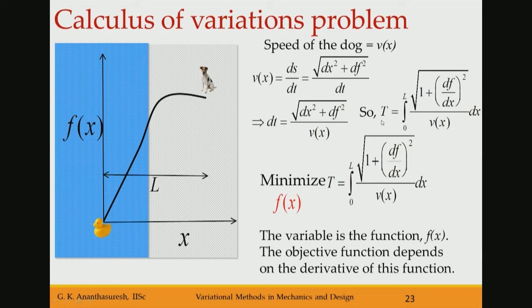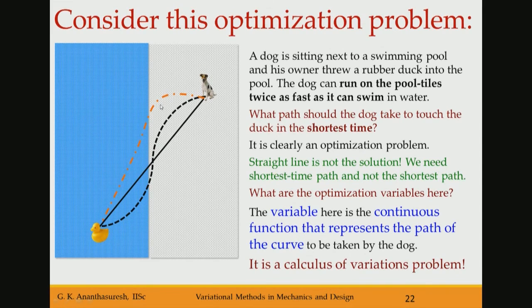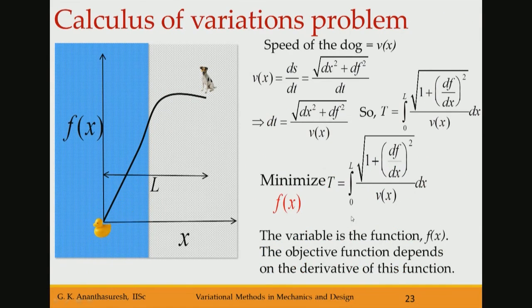Okay. So, now what do I need to do? I want to minimize this time of going from where the dog is to where the rubber duck is. So, I have the integral from 0 to L of the square root of 1 plus (df/dx) square, divided by v of x, dx. And what is my variable? The function itself, what we showed in the previous slide, right. There are many possibilities of paths from where the dog is to where the rubber duck is, and that function is my variable, and that is the nature of calculus of variations.